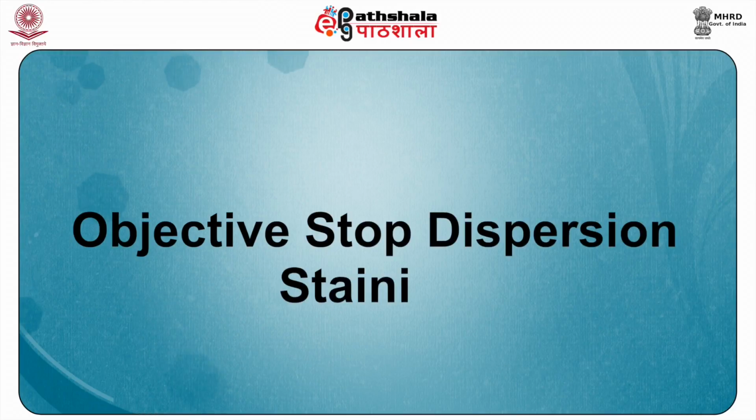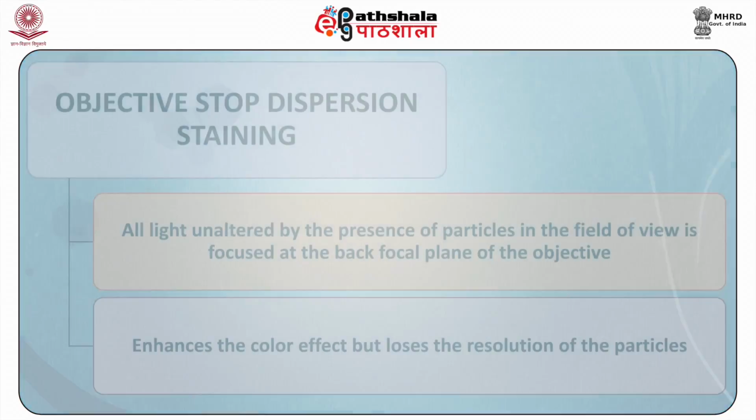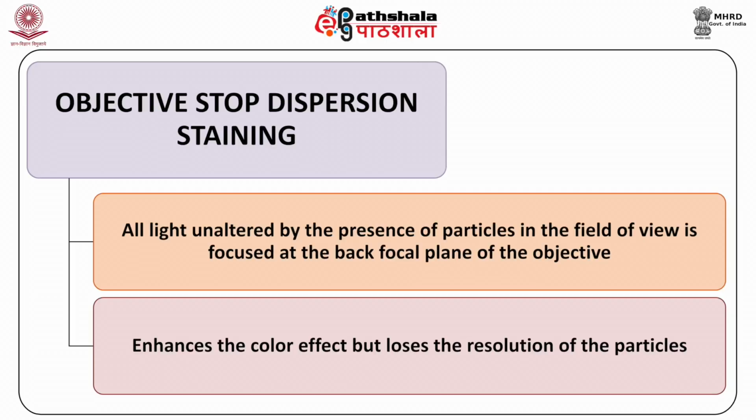Coming to the last one, which is objective stop dispersion staining. This type is based on the fact that all the light unaltered by the presence of particles in the field of view is focused at the back focal plane of the objective. This method enhances the color effect but loses the resolution of the particles. Now, it also has some advantages, that is, this method has the same advantage as the Backline method, that it requires only one microscope, calibrated liquid, refractometer and a dispersion staining objective, and provides rapid sorting of different classes.